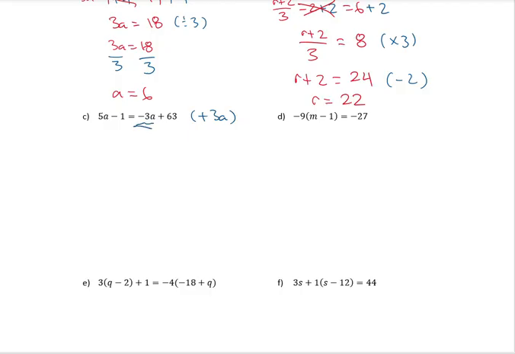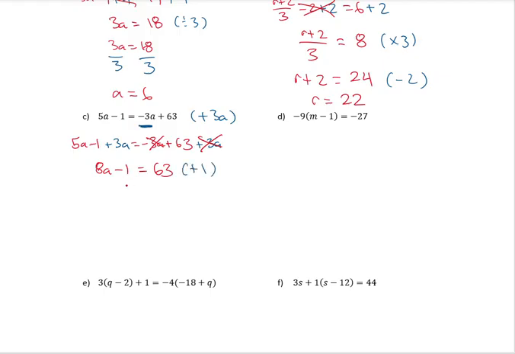You see how in this example here I've got the negative sign there? Because I've got the negative sign there, it makes my life 10 times easier. I know which inverse operation to apply. Okay, so I'm just going to add 3a. So if I add 3a, I end up with 5a minus 1 plus 3a equals negative 3a plus 63 plus 3a. Now the negative 3a disappears. So 5a plus 3a turns into 8a minus 1 equals 63.